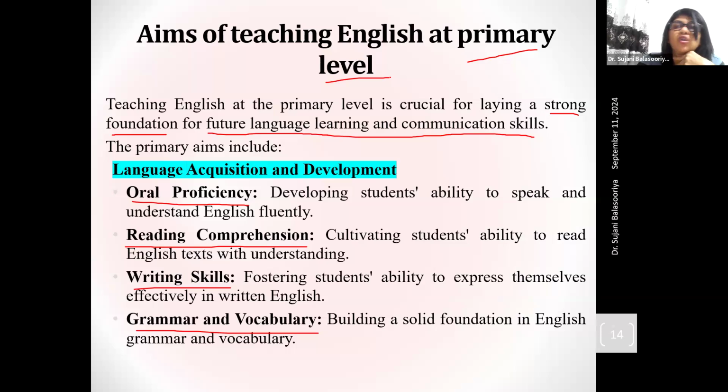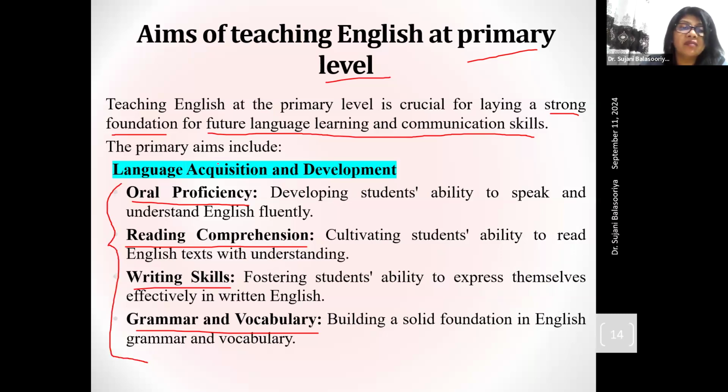Just writing one or two, or two to three sentences about your friend. Things like that, right? And grammar and vocabulary. Building a solid foundation in English grammar and vocabulary. At this level, the teacher cannot expect the students to master the grammar and know so many words, right? But still, some sort of foundation can be established for learning grammar and vocabulary in future, not now, right? Okay, so these are the areas related to language acquisition and development.